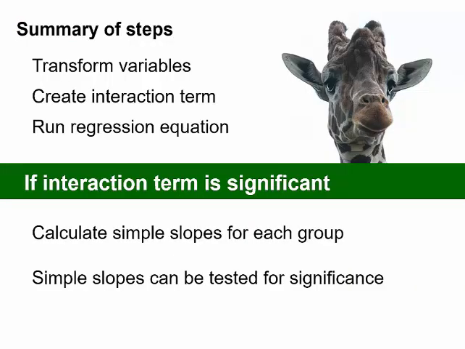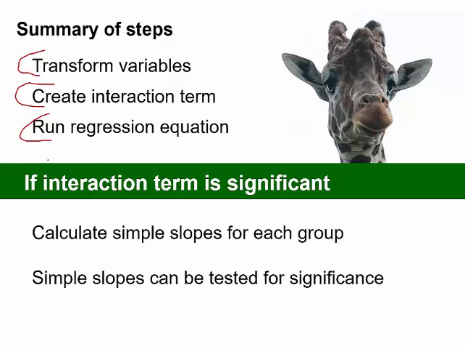So just a summary of how we would go about testing for an interaction. We need to transform our variables. Our target X variable needs to be a z-score. Our moderator needs to be scored 0s and 1s if it's dichotomous. Then we create an interaction term by multiplying our z-score target variable times our 0, 1 moderator variable. Then we calculate a regression equation, and we look to see: is that interaction term significant? If it's not significant, there's no point in going any further and probing the interaction.